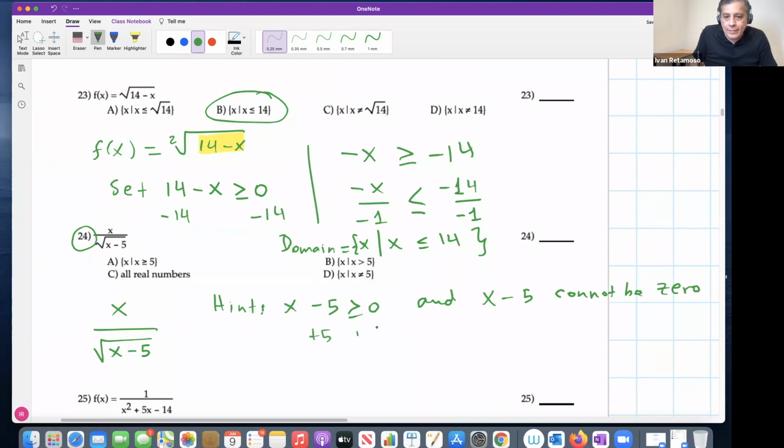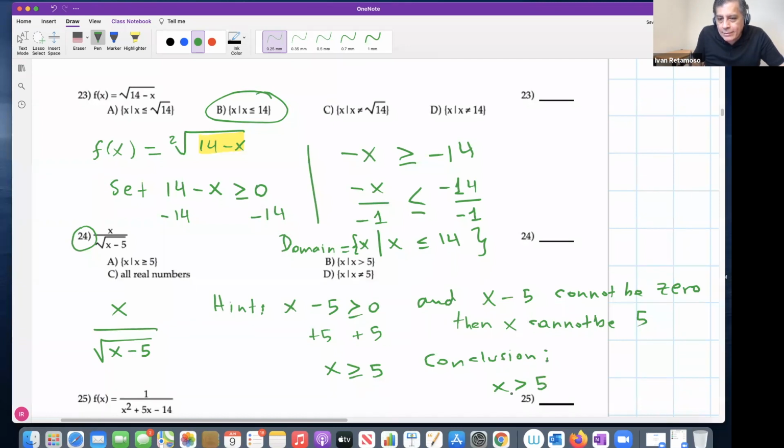Solving this, you get that x is greater than or equal to 5. And this should determine a domain in general, when this radical or square root function is not in the denominator. But because this cannot be 0, then x cannot be 5, because if x is 5, 5 minus 5 is 0. So the conclusion becomes x greater than 5, not equal. So you drop this one, because of this.